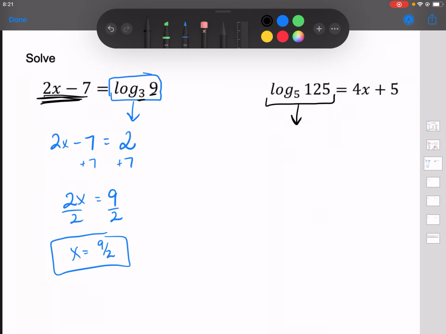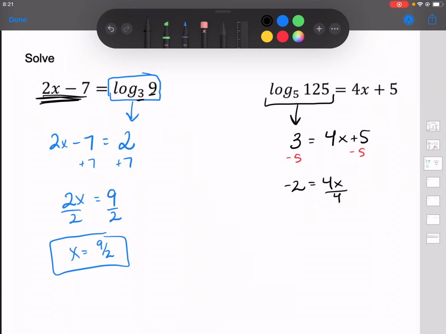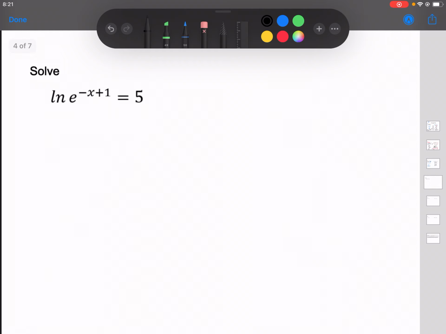So same thing with this one, log base 5 of 125. Don't just do a base of 5 on both sides if you can evaluate. I mean, you can still solve it that way, but this is just a little easier. So log base 5 of 125 is 3. I can subtract 5 from both sides, so I get negative 2 equals 4x. Divide by 4, and I get negative 1/2 equals x. And that's that. Let's do one more.